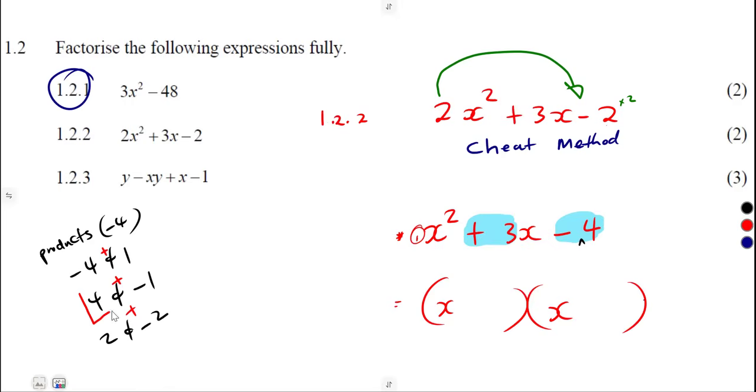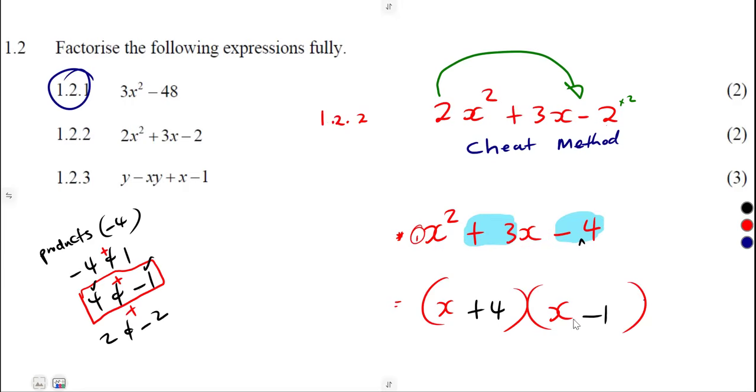This is the 4 and the -1. If we add these two, they're going to give us what? A +3. 4 plus -1, that's what? 3. So we have 4 and a what? A -1. 4 and -1. Those are the two that we're going to put in our brackets.